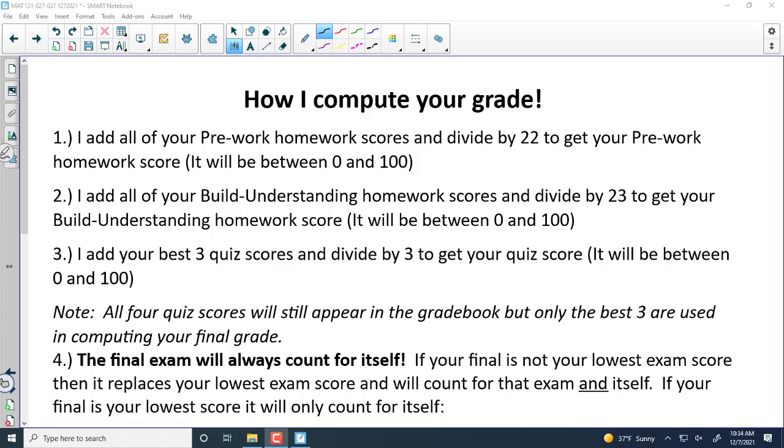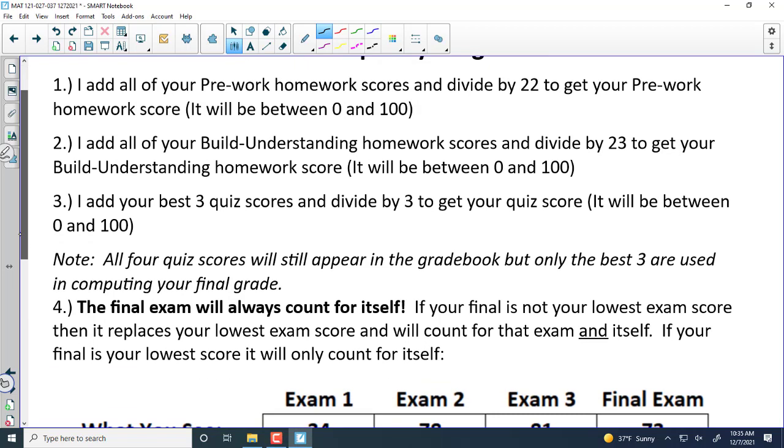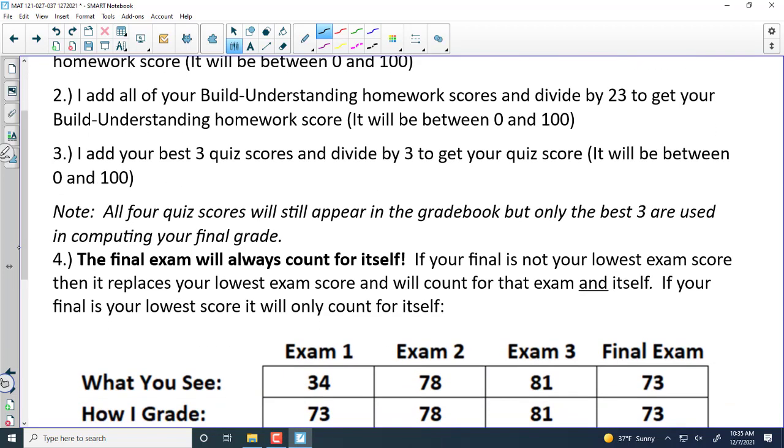So there were 22 pre-work assignments. You might remember that one of our sections didn't have a pre-work assignment to go with it. So there are 22 pre-work assignments. At the end of the semester, what I do is I add up all of those and divide by 22, and that gives me your pre-work score between 0 and 100, hopefully closer to 100 than 0. Then I add all your build understanding homework scores. There were 23 of those, divide by 23, and I get a build understanding homework score somewhere between 0 and 100. Once again, hopefully closer to 100.